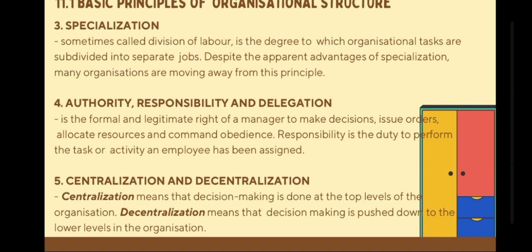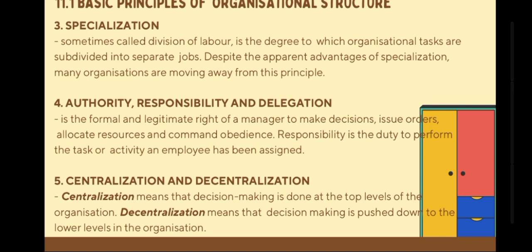Number 4: authority, responsibility, and delegation. Authority is the formal and legitimate right of a manager to make decisions, issue orders, allocate resources, and command obedience. Responsibility is the duty to perform the task or activity an employee has been assigned. Delegation examples: giving a direction to a subordinate and telling them exactly what to do, or assigning someone to compile research, gather feedback, and report back to you so you can inform decisions.